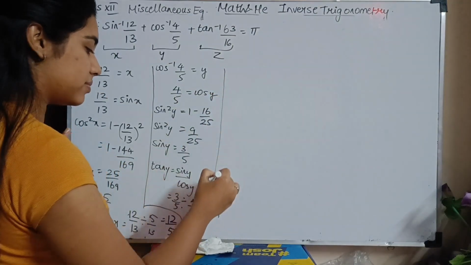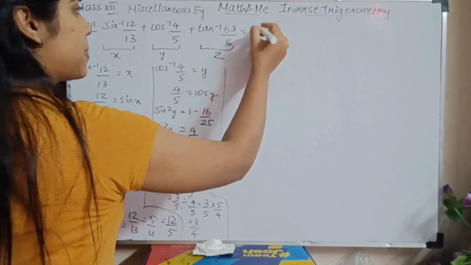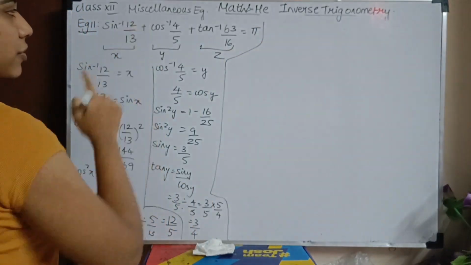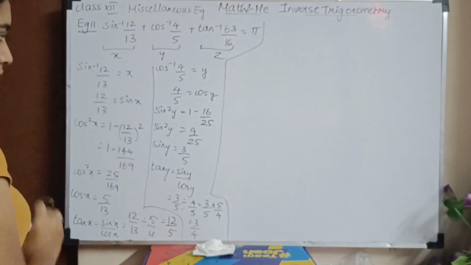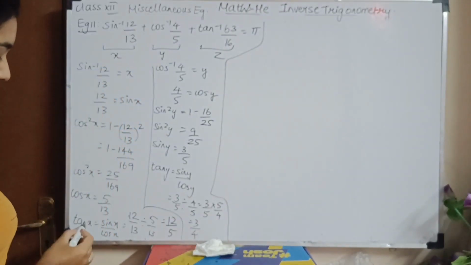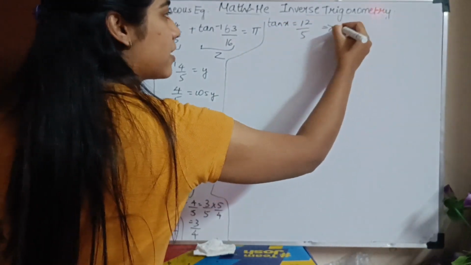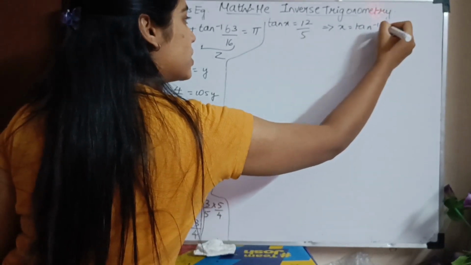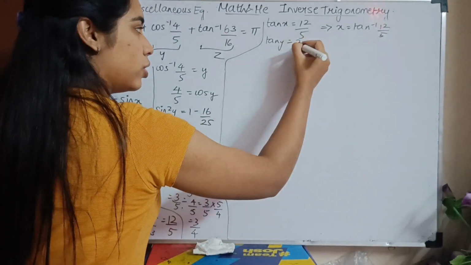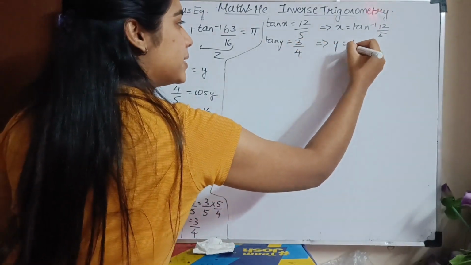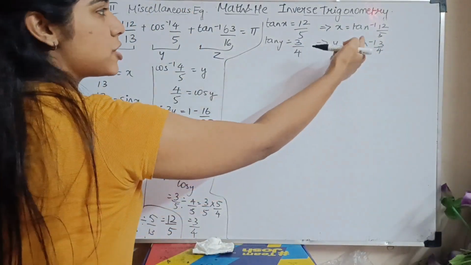Now, tan y is found. Now, let me substitute the values. So, what do I see? First, I have sine inverse of 12 divided by 13 and cos inverse of 4 divided by 5. Now, x is nothing but sine inverse of 12 divided by 13. How can I rewrite my x? I have tan x equals 12 by 5. So, I can write this as x is equal to tan inverse of 12 by 5. Similarly, tan y equals 3 by 4. So, I can write y equals tan inverse of 3 by 4. So, instead of x and y, I am going to substitute these two values.